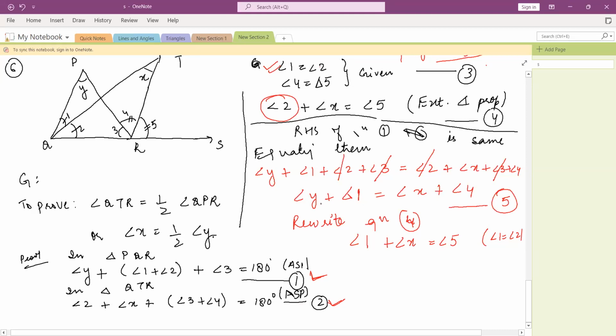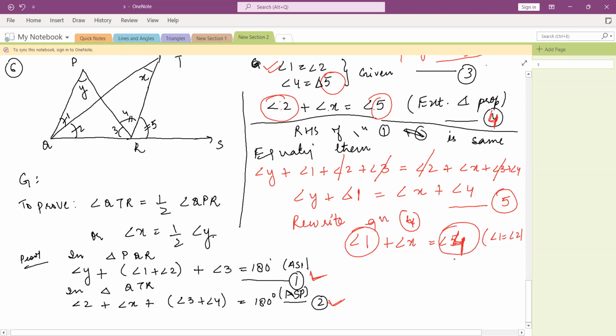One more thing. In place of angle 5, I can use this information. Angle 5 is equal to angle 4. So here I'll write angle 4 this time. So I have rewritten equation number 4. Any confusion, Hamna and Mridula? Please look carefully. See, this is equation number 4. It was angle 2 plus angle x is equal to angle 5. So I have just rewritten it. In place of angle 2, I have written angle 1. In place of angle 5, I have written angle 4.